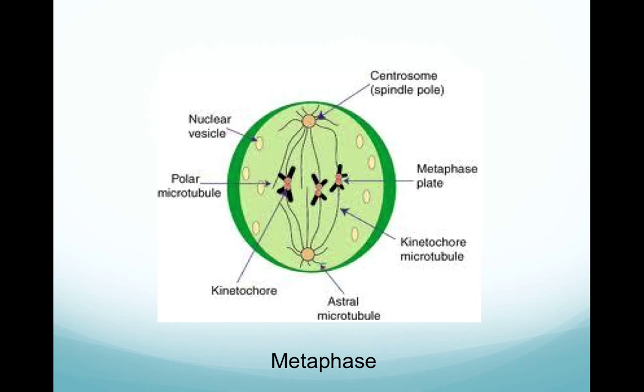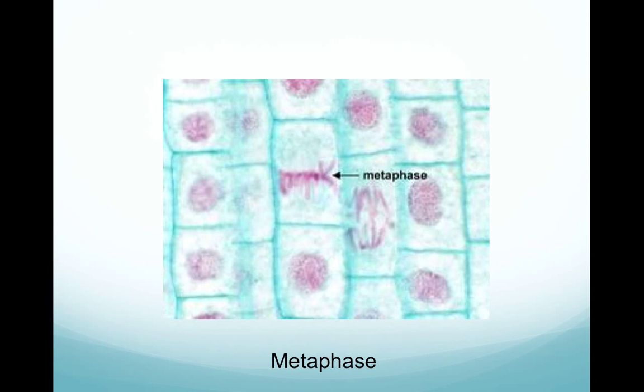In metaphase, the replicated chromosomes align across the middle, or equator, of the cell. The microtubules line the chromosomes up in a single file line across the middle. Here you can see those chromosomes lined up in the middle of a cell during metaphase.